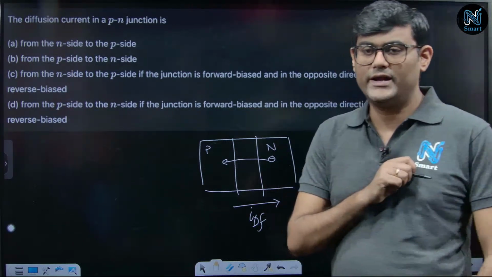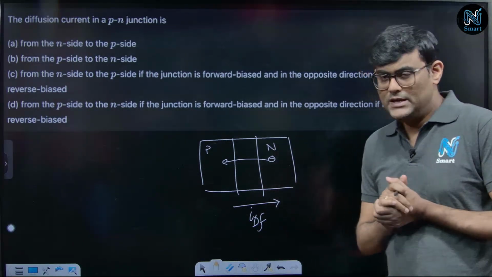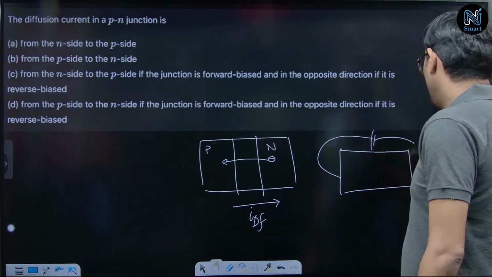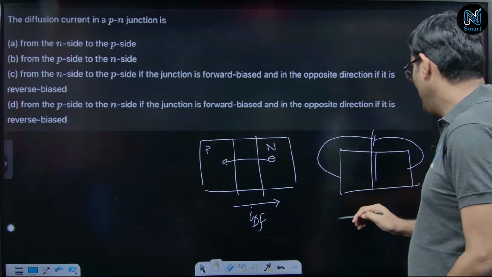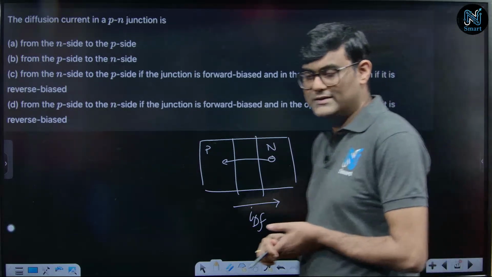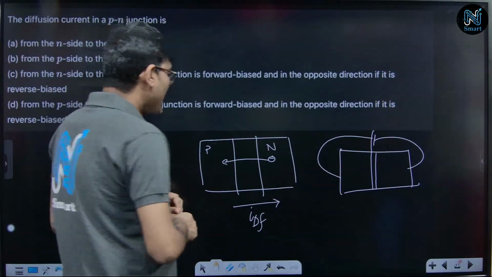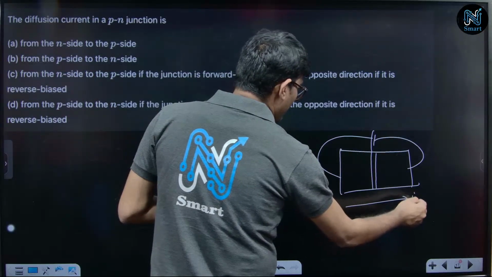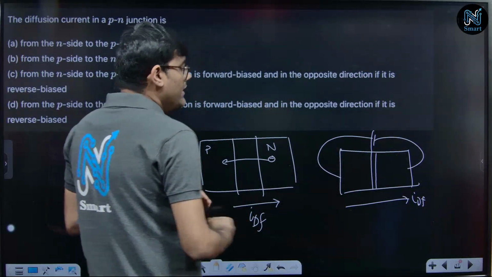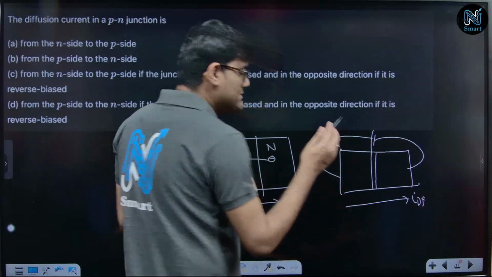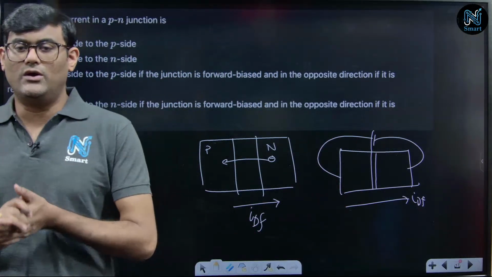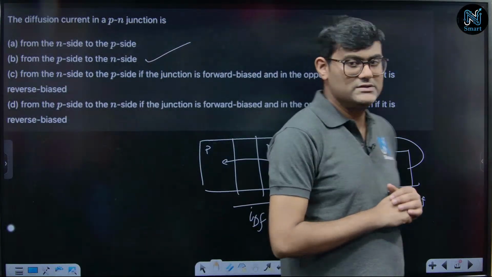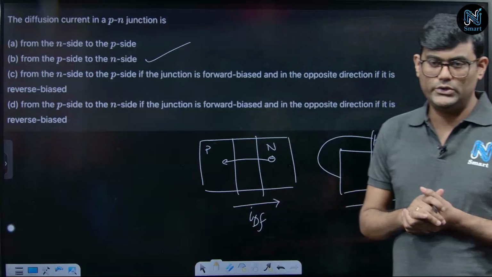What will be the direction of the diffusion current if I increase a bias? So if I apply a bias, suppose if I apply a forward bias, then this depletion layer will be very thin, right? In forward bias, this depletion layer will be very thin, and the current will be now more. This diffusion current will be more in magnitude. In reverse bias condition, the diffusion current will be smaller in magnitude, but the direction of the diffusion current is always from P side to N side. So the correct answer for this question is obvious option 2.